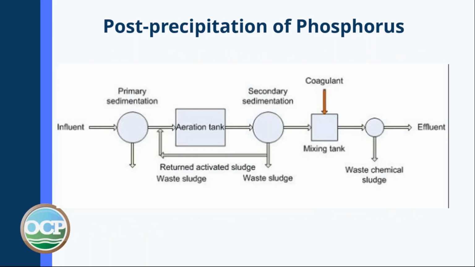Post-precipitation. Influent goes into the primary clarifier, solids are taken out, return activated sludge is mixed in, goes to the aeration tank where BOD is removed. Then you go through your secondary clarifier. Then you go into a mixing tank where you add your coagulant. Then you have another clarifier after that tank. You've got to give it long enough mixing for the precipitation to occur in that tank. Then you let the chemical waste settle as sludge in another clarifier, and the effluent goes on to disinfection.